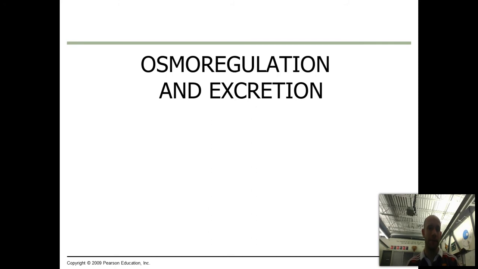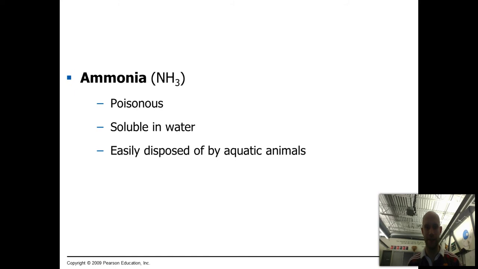Another important aspect of homeostasis is osmoregulation, controlling the amount of water and solutes present in the blood. And we're going to talk about that and excretion of nitrogenous waste. Nitrogenous waste such as ammonia is produced by the body, ammonia in the breakdown of proteins.